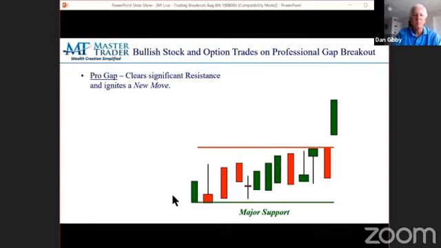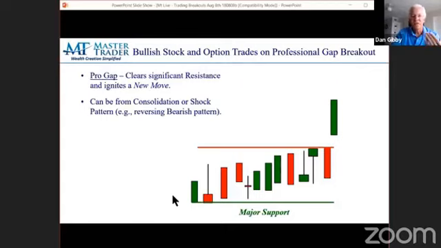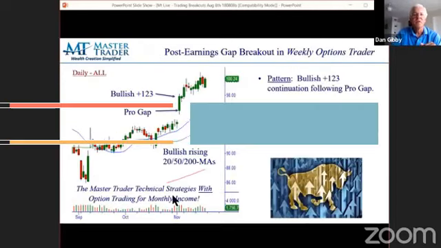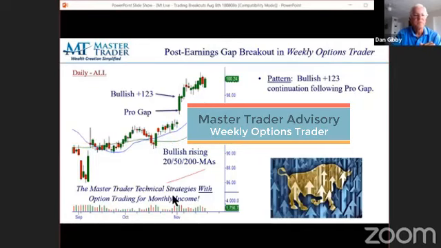Then it gaps above and out of the consolidation, creates a shock. Think of all the people in the prior red bar. Every one of them is a loser holding a short position in that bar. There's no resistance to the left. We go down to our intraday charts and we enter. So that's both for stock and option trading. This is a very powerful pattern. It's a gap breakout. Here's an example, one that we did in our weekly options trader.